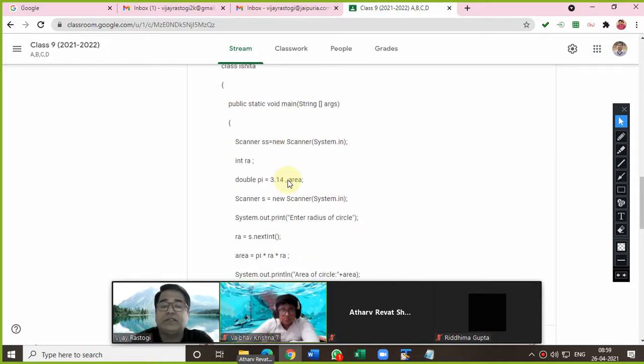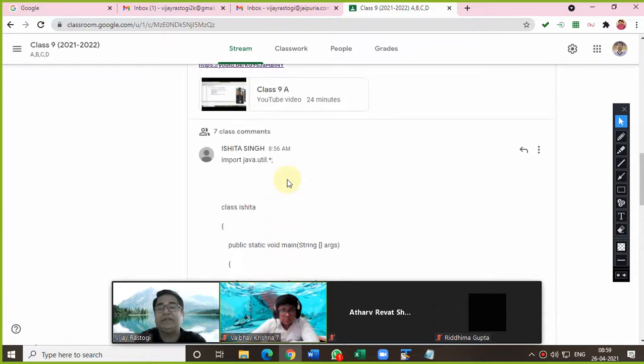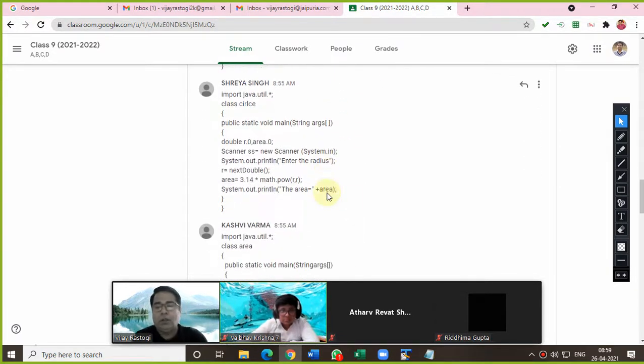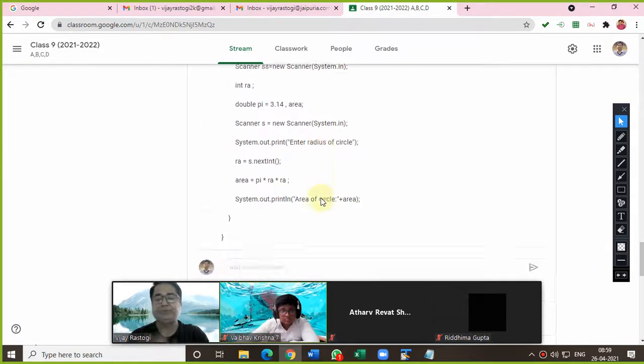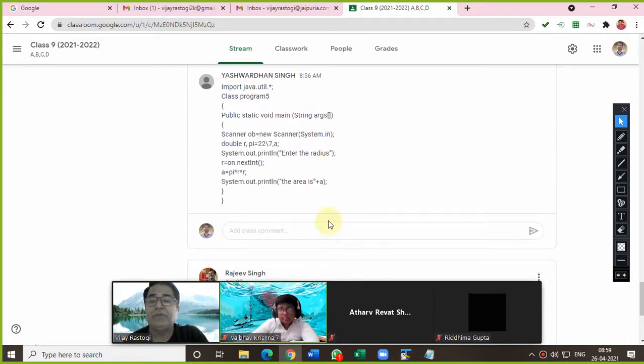Ishita Singh, yours is correct, but it is better to use a double variable, beta. Now let me pose this solution. Yashvardhan, yours was correct, but it is better to use double instead of integer. Here you have used next int, it must be next double. And 22 upon 7 must be there, not the backslash. That is wrong.